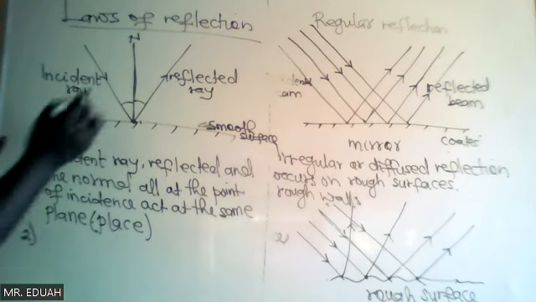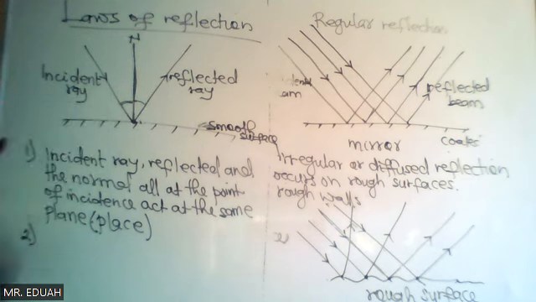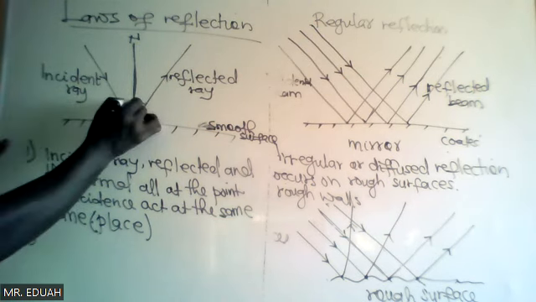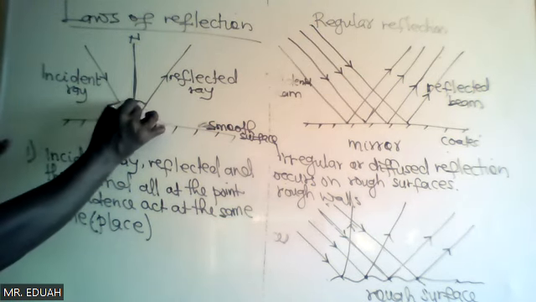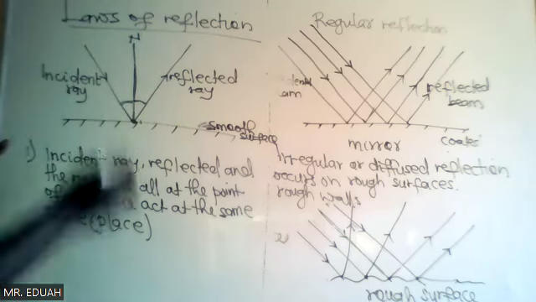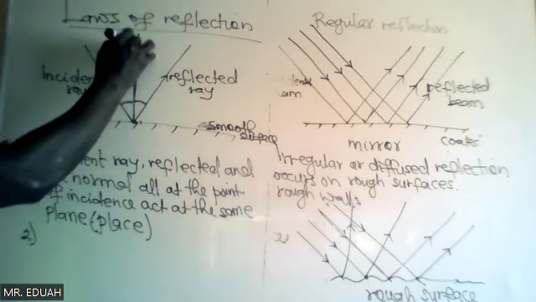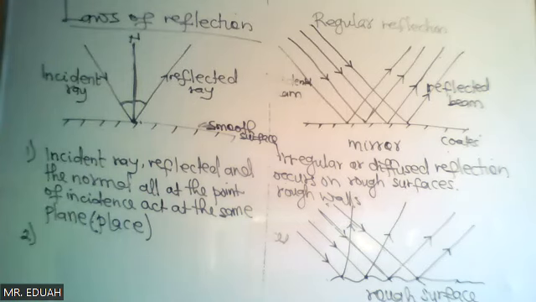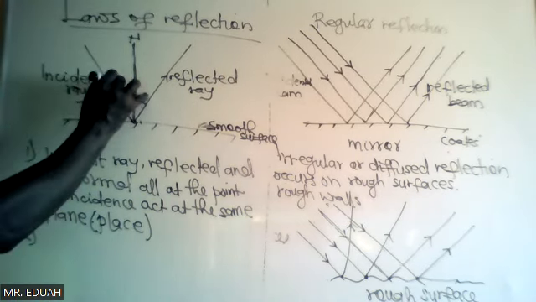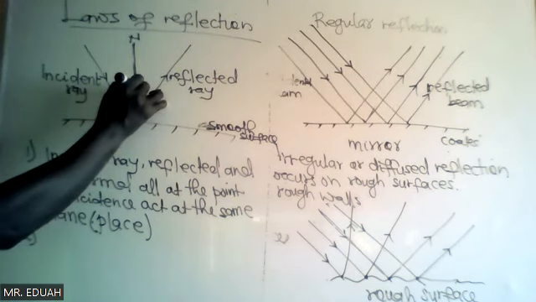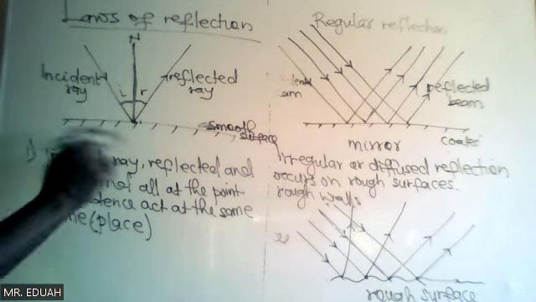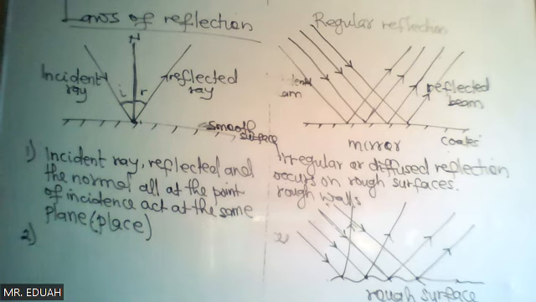So angle of incidence is measured from the normal. Angle of reflection is also measured from the normal. The reason we need the normal is that whenever we measure the angle of incidence I and the angle of reflection R, we take our measurement from the normal.